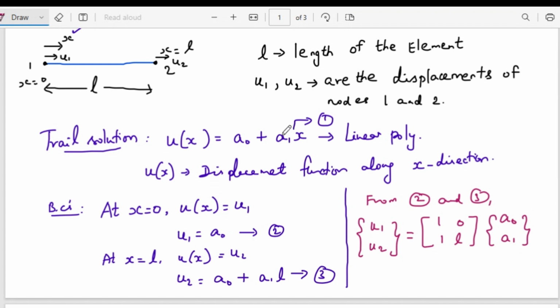Before going to that, we can also write the trial solution. This is the trial solution, right? We can write the trial solution also in matrix form. We can write it as u of x is equal to 1 x into a naught a1. So let us try to find this a naught a1.